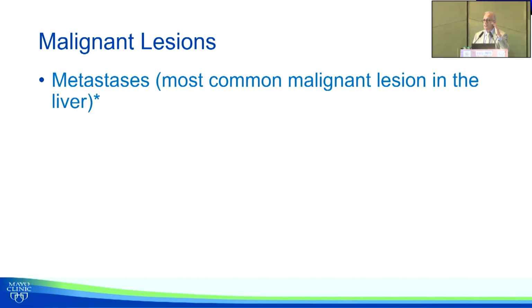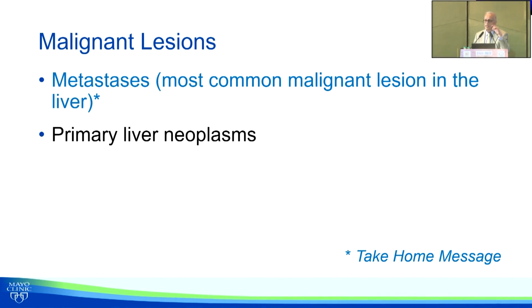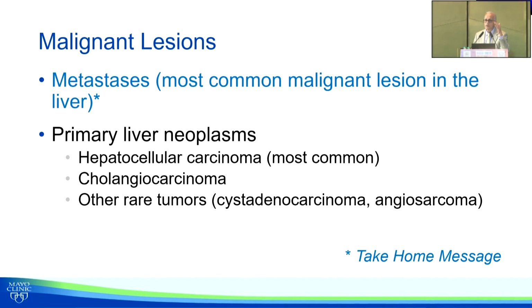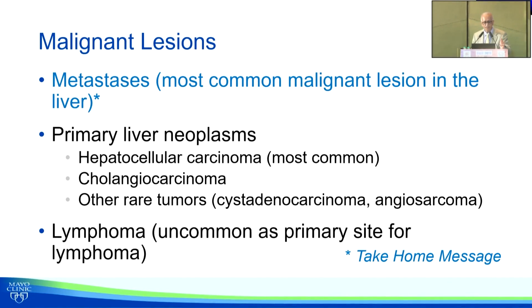Next take-home message: if a lesion looks malignant, it's much more likely to be metastasis than primary. Primary neoplasms are less common. Hepatocellular cancer is the most common primary malignancy, but that's in a cirrhotic liver. So no cirrhosis, malignant-looking mass, think: is this metastasis, because that's going to be much more common. But you also get cholangiocarcinoma. There are other rarer tumors which have specific characteristics, and then lymphoma too. We'll go over some of these in a little more detail later.